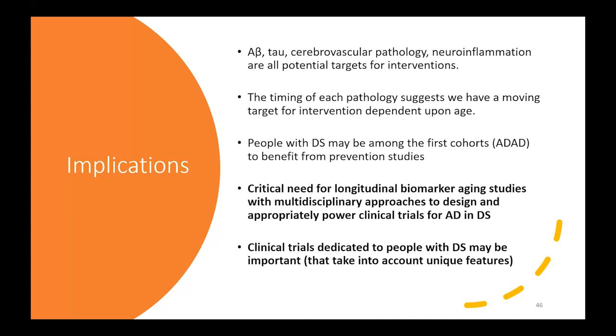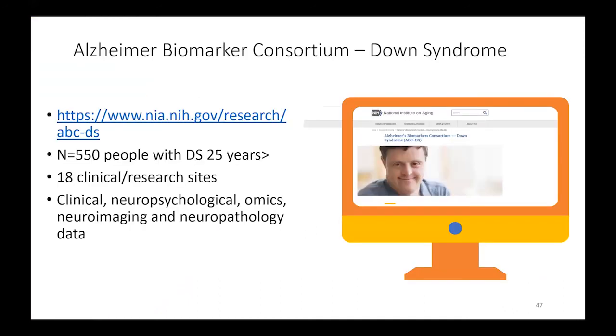And I think in future, it's going to be very important to have clinical trials that are specifically dedicated to people with Down syndrome that take into account their unique features. It does break my heart that almost all clinical trials for Alzheimer's disease that are running right now specifically exclude people with Down syndrome. And I think we need to change our attitude on that and be more inclusive of people with Down syndrome in these clinical trials.